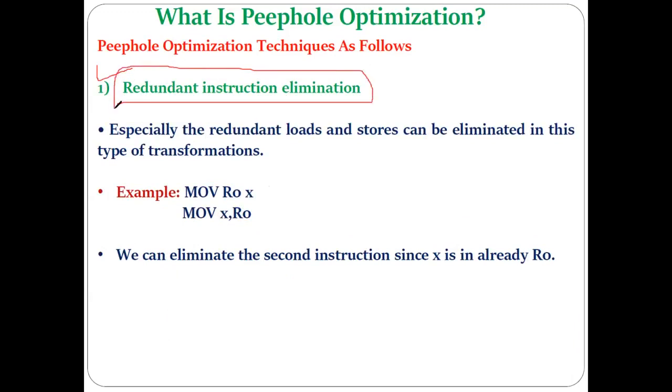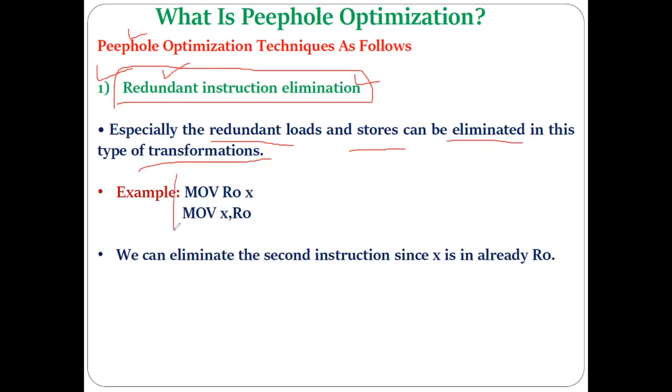I hope you understand what we mean by redundant. Redundant in the sense of unwanted or repeated instructions. So when the target code is generated, there might be some unwanted or repeated code in it. Elimination of that is nothing but redundant instruction elimination as a part of peephole optimization. Especially, redundant load and store instructions can be eliminated in this type of transformation. Okay. So what do we mean by redundant loads and stores?